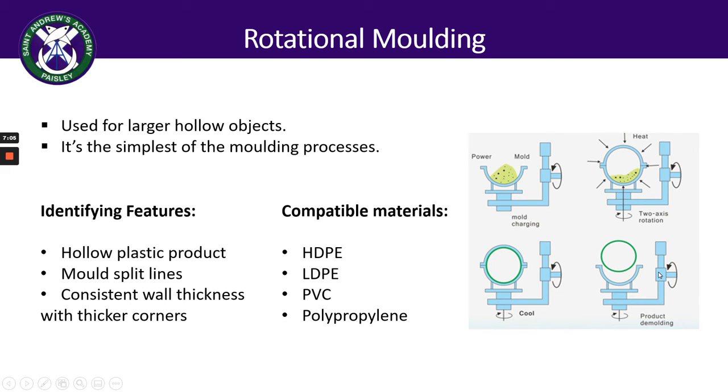So identifying features for this type of manufacture include looking for large hollow plastic products, again mould split lines where the two parts of the mould have been taken away, and a consistent wall thickness, sometimes with thicker parts of plastic around the corners.